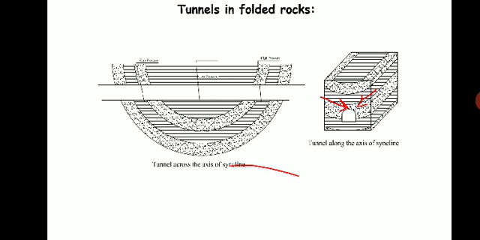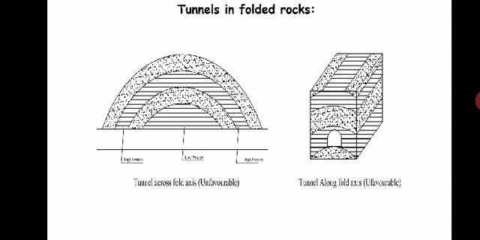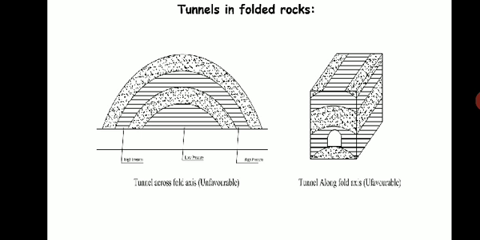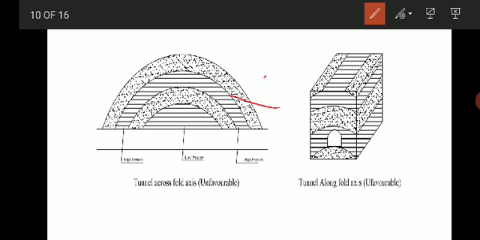Okay, so if the beds are water bearing, the water directly flows into the tunnel, and that will cause great difficulty. Because of this reason, a tunnel in the syncline, along or across the fold axis, both are unfavorable. So here in syncline folds, both are unfavorable, whereas in anticline fold, this is unfavorable and this is a favorable situation. Then next is the tunnel in fault zone.